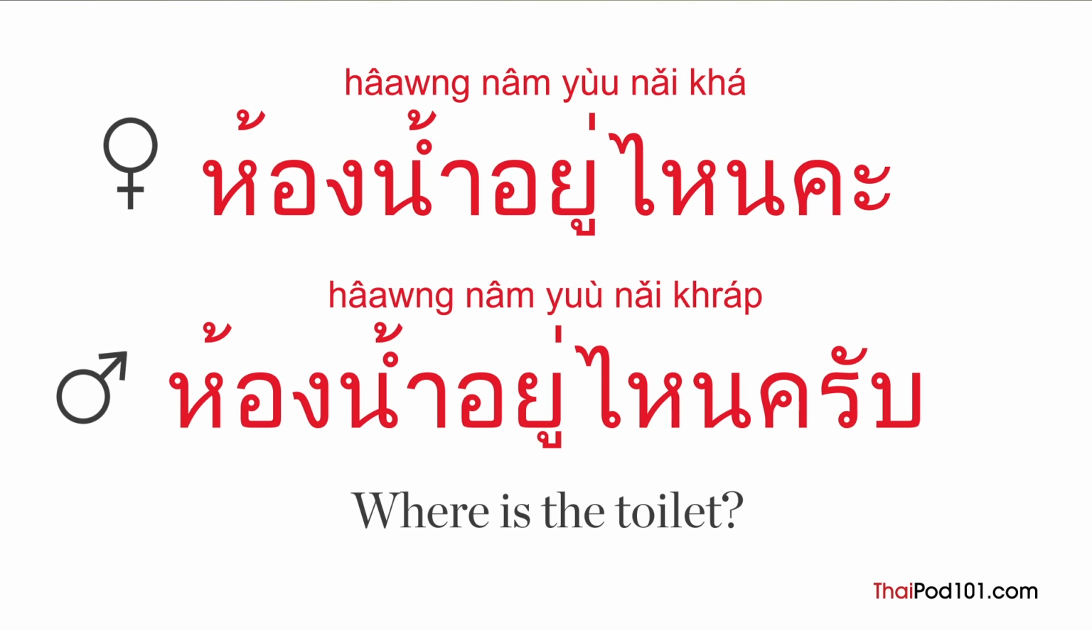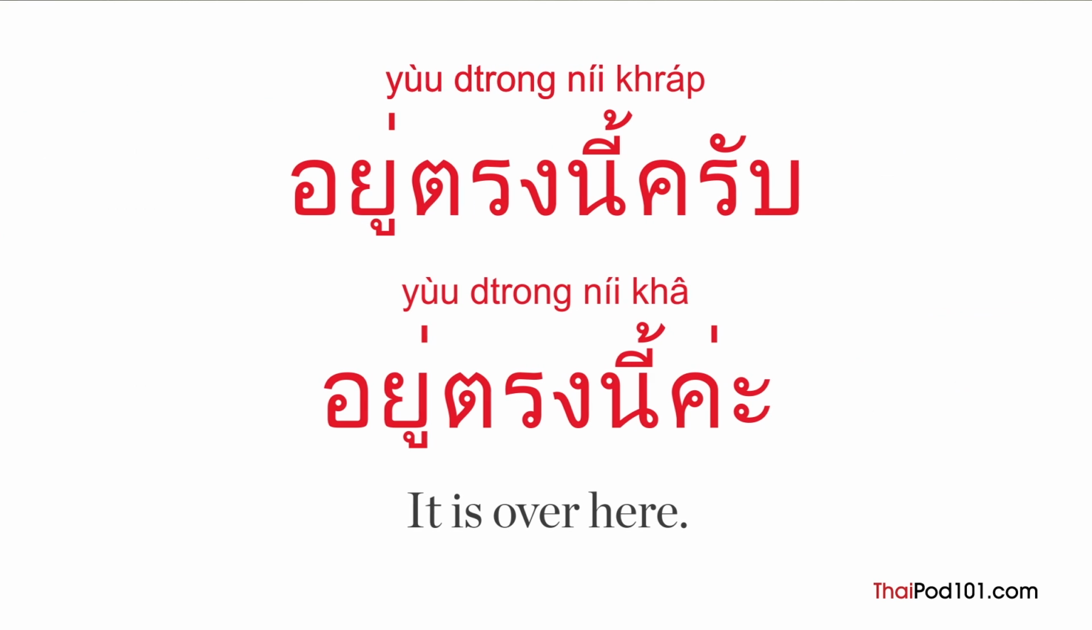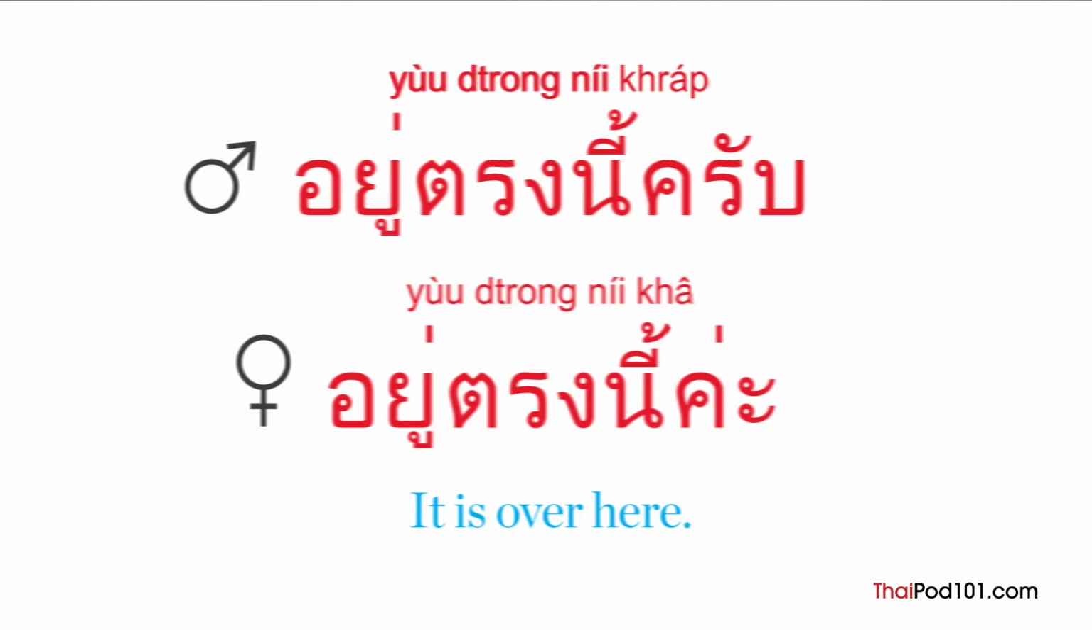For example, you can use it to ask for requests such as ห้องน้ำอยู่ไหนคะ, Where is the toilet? For female, or ห้องน้ำอยู่ไหนครับ for male. You can use it when answering questions such as อยู่ตรงนี้ครับ, It is over here. In this case, the person who answered the question is male. If the responder is female, she'll reply อยู่ตรงนี้ค่ะ, It's over here. We can see that despite different endings, the meaning of the sentences stay the same.